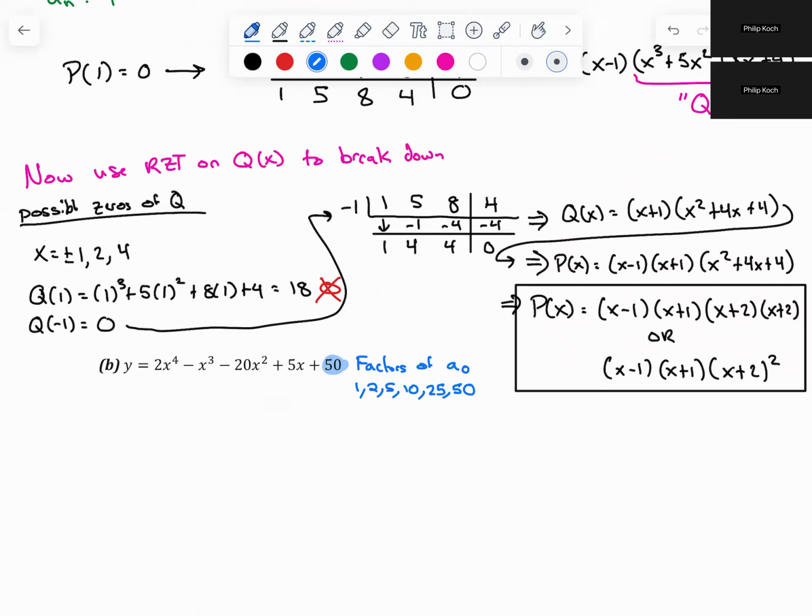And then the factors of a sub n are 1 and 2. So I'd like you to list out the possible rational zeros. You can do it however you want. I usually do it by fixing the denominator factor and then listing all the possible numerator factors.